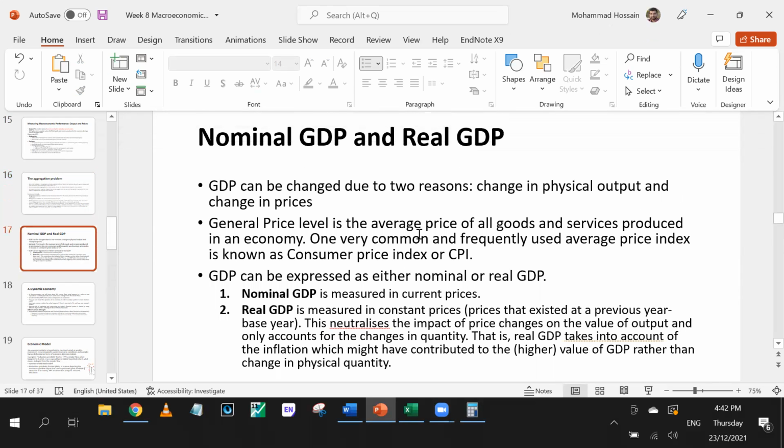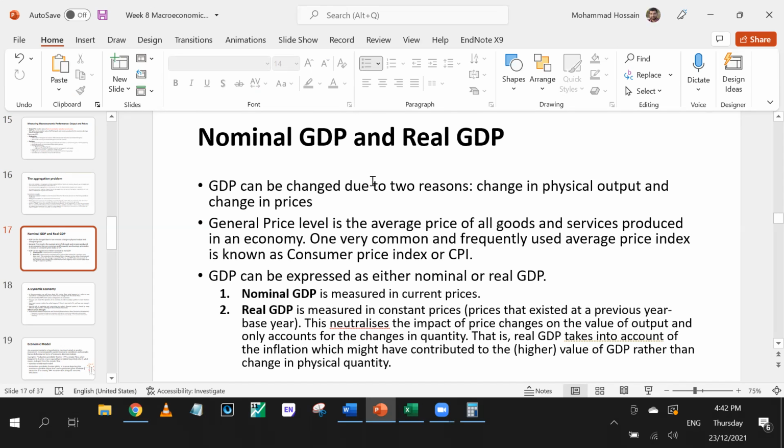Okay. Nominal and real GDP. We know GDP tells you about the market value of goods and services produced within a country in a given period of time. It is the market value of all final or finished goods and services produced within a country in a given period of time. That's what GDP is.